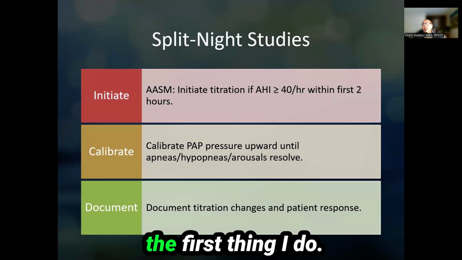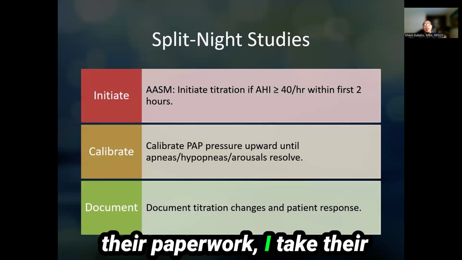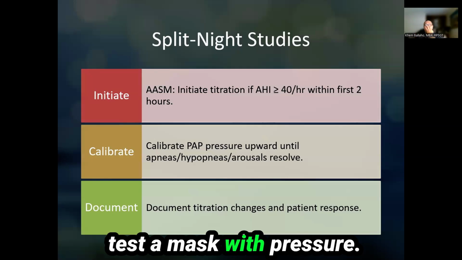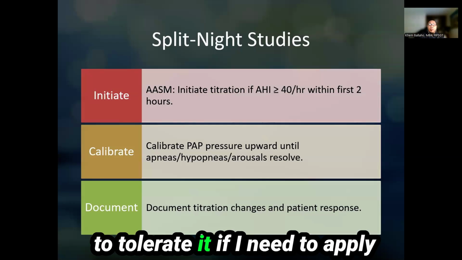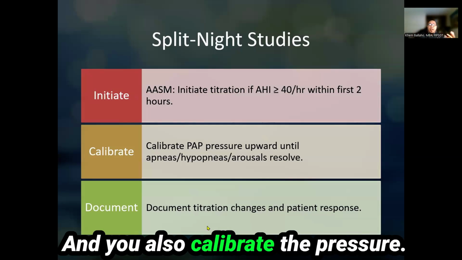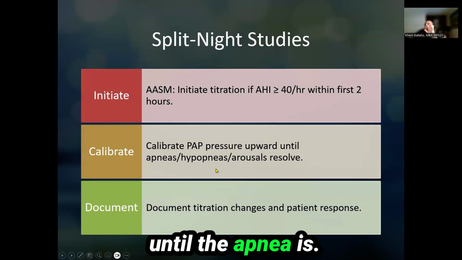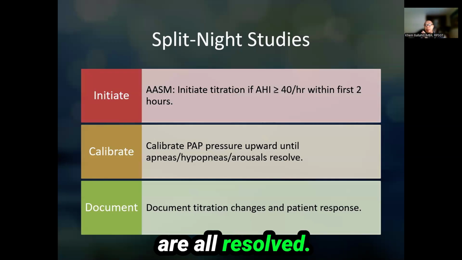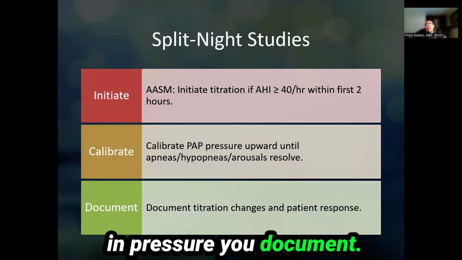In fact, this is one of the first things I do. The patients arrive, I give them their paperwork, I take their vital signs, and then I let them test a mask with pressure, just to ensure that they're able to tolerate it if I need to apply it in the middle of the night. Okay, and you also calibrate the pressure. You increase the pressure until the apneas, hypopneas, and desaturations are all resolved. And again, for each increase in pressure, you document.